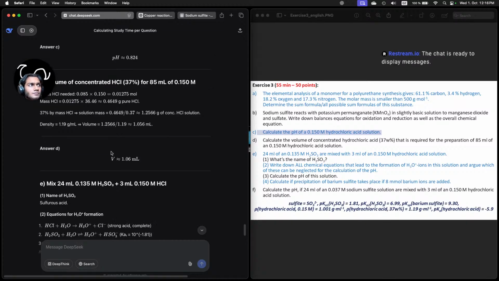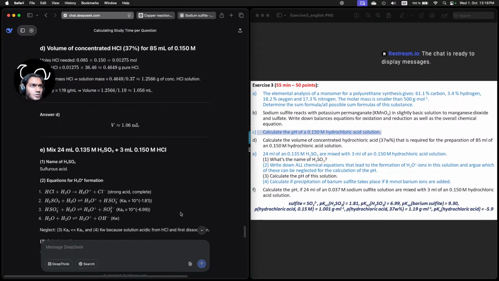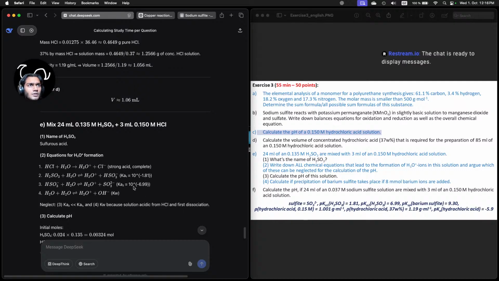Okay. What's the name of H2SO3? Sulfurous acid. Write down all chemical equations that lead to the formation of hydronium. HCl plus H2O gives hydronium plus chloride. Sulfurous acid plus water gives hydronium plus. Okay.